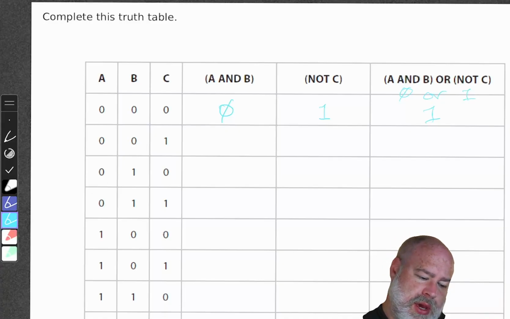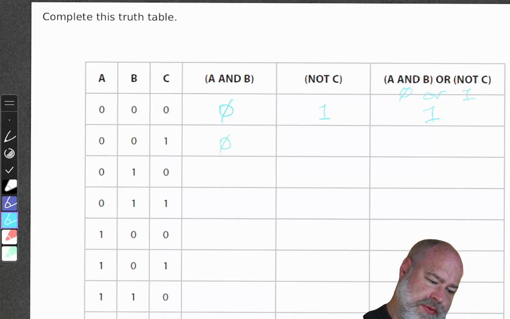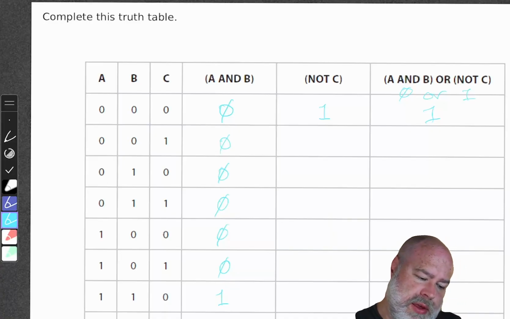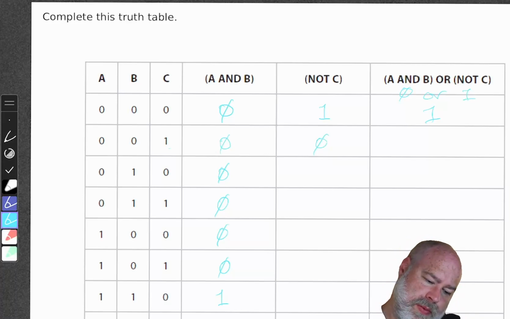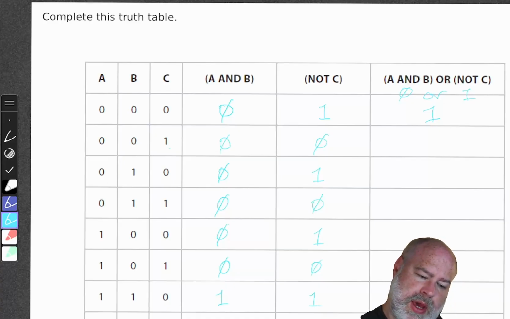Here we go, A and B, again it's 0. They're all going to be 0. For A and B, the only ones that will be 1 are these 2. The rest of them, I can fill them in already, because they can't be anything other than 0. Not C, so it's just the opposite. So you need to remember that you invert it. So not C, and just going to put the opposite of whatever those are. 1 and 0. So now we've got both sides of this. Let's have a look.